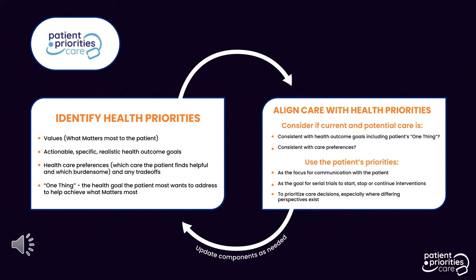The first step of patient priorities care involves identifying patients' health priorities. This was discussed in a previous module, and we will summarize it here. In the current module, we will explain how to do the second step, give you an idea about what happens in aligning care with patients' health priorities, and show you an example of how it works.